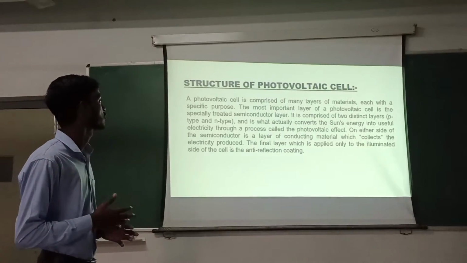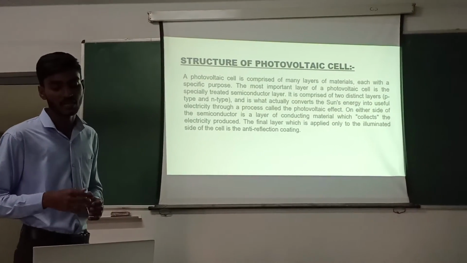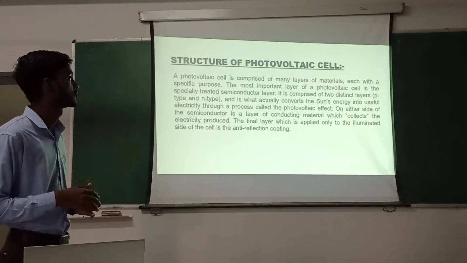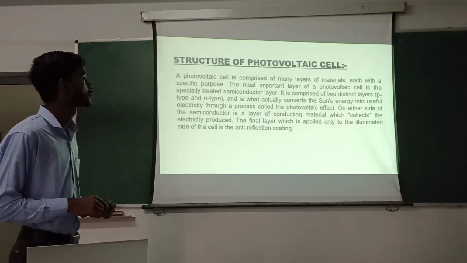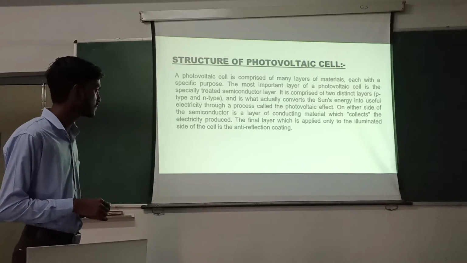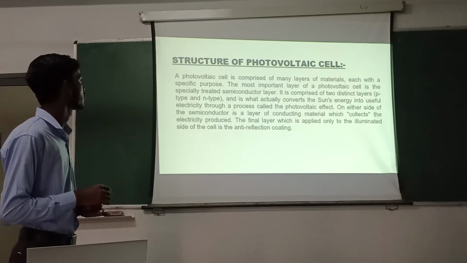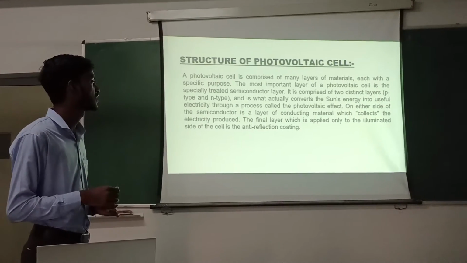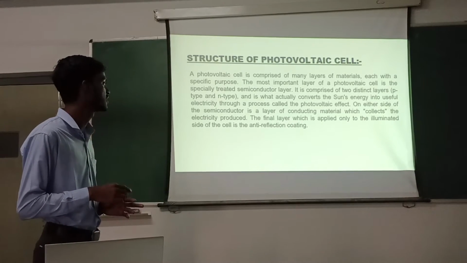Now, the structure of a photovoltaic cell. A photovoltaic cell is comprised of many layers of materials, each with a specified purpose. The most important layer is the specially treated semiconductor layer. It is comprised of two distinct layers and is what actually converts the sun's energy into useful electricity through a process called photovoltaic effect. On either side of the semiconductor is a layer of conducting material which collects the electricity produced. The final layer, which is applied only to the illuminated side of the cell, is an anti-reflective coating.